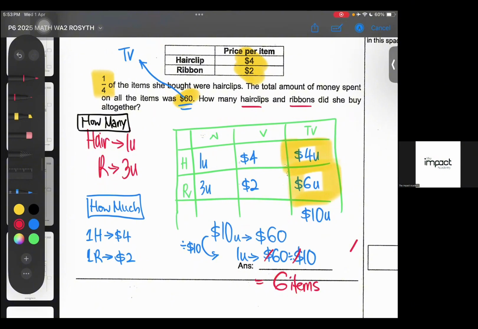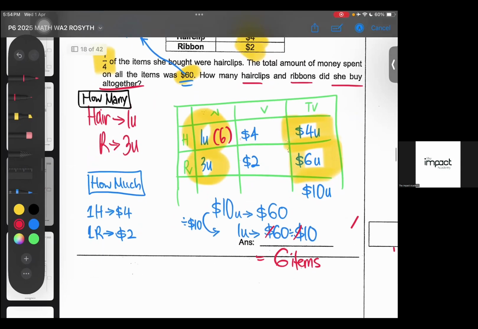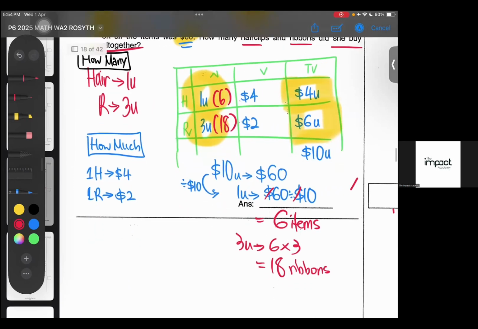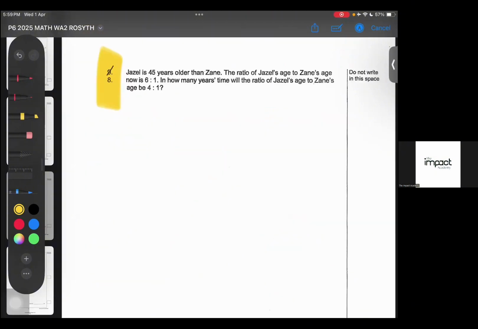How many hair clips and ribbons did she buy altogether? So we are talking about this and this. True. We know that she bought 6 hair clips. Yay! I finally know the real number of hair clips that she bought. True or not? Right? This one is just 18. Why 18? Because 3 units is going to be 6 times 3, which is equal to 18 ribbons. Exactly right. 18 plus 6 in this situation gets me to an answer of 24. Agree or disagree? So that is the reason why your answer for this question has to be 24.